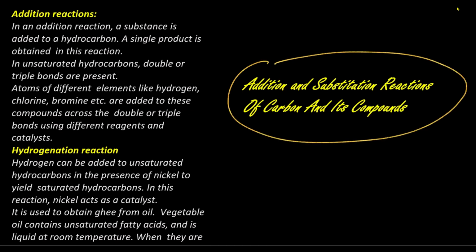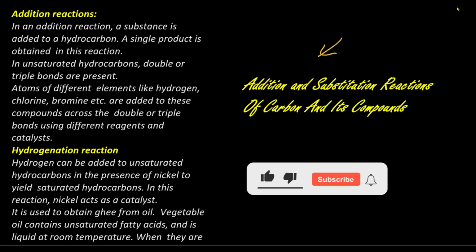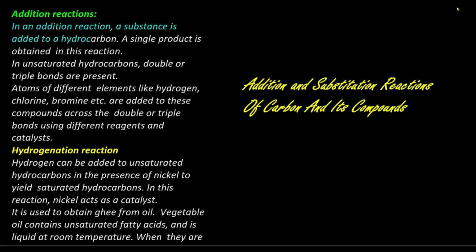In this video, we are going to study two important reactions, that is addition and substitution reactions of hydrocarbons. Now let's begin with addition reaction. In an addition reaction, a substance is added to a hydrocarbon and a single product is obtained. So let's take an example. I took ethene here, which is an unsaturated hydrocarbon with a double bond between the carbon atoms.